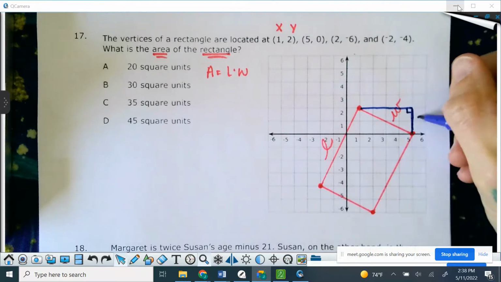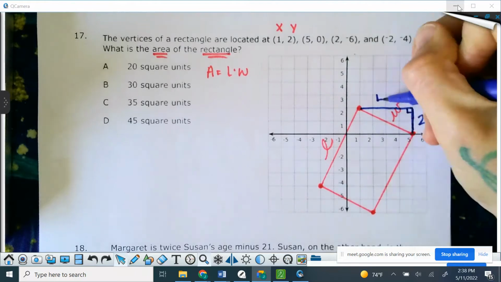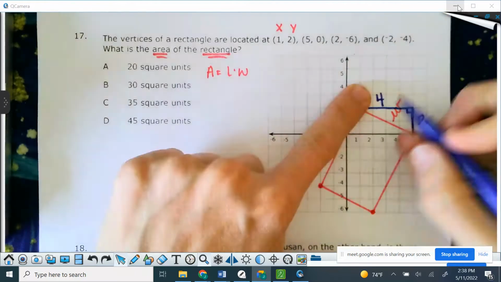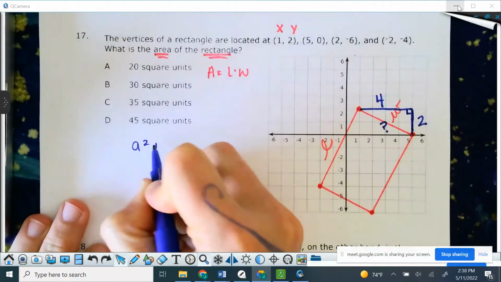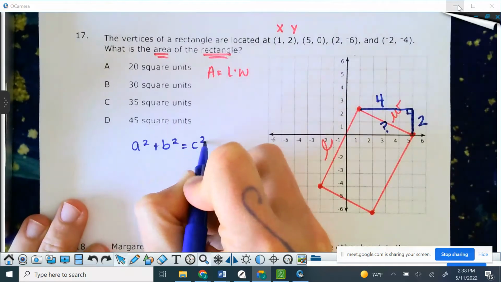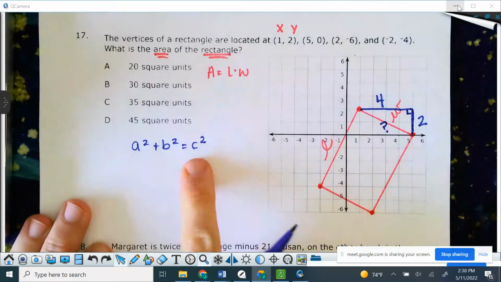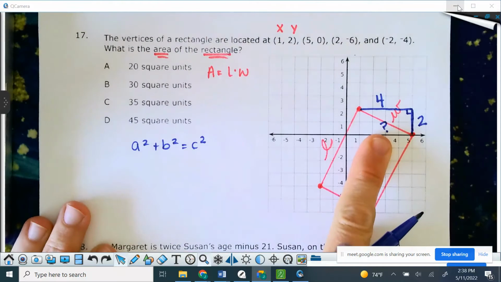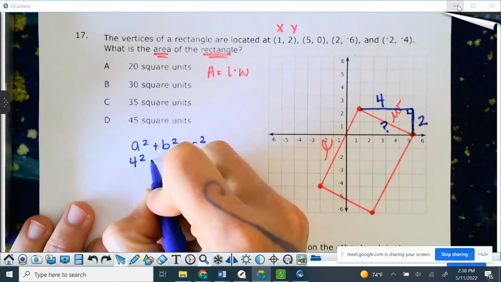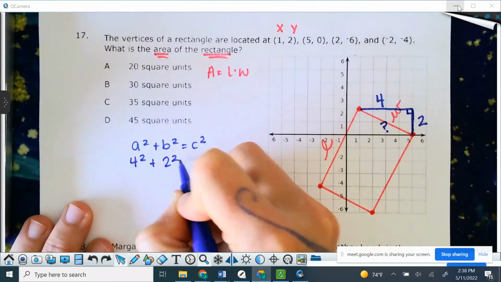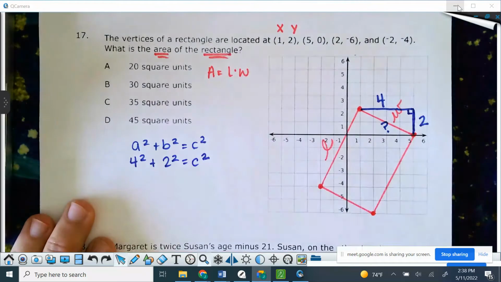This is a rise of 2, a run of 4. So I have 2 and 4, and then I'm going to find out what this is by using a squared plus b squared equals c squared. C is always going to be your hypotenuse. Always, always, always. A and b can flip around. So then 4 squared plus 2 squared equals c squared.